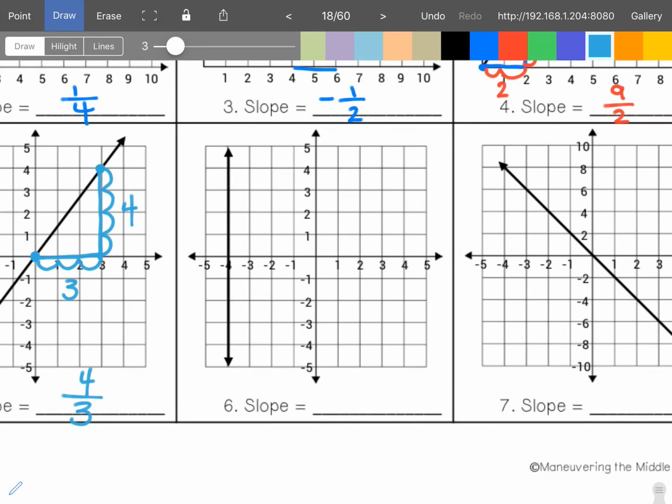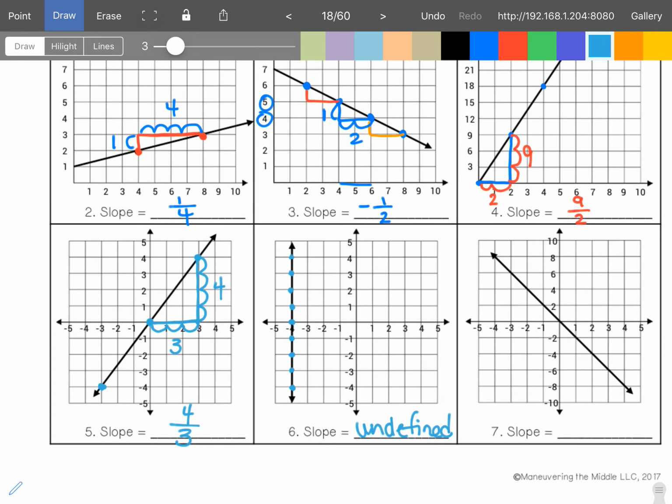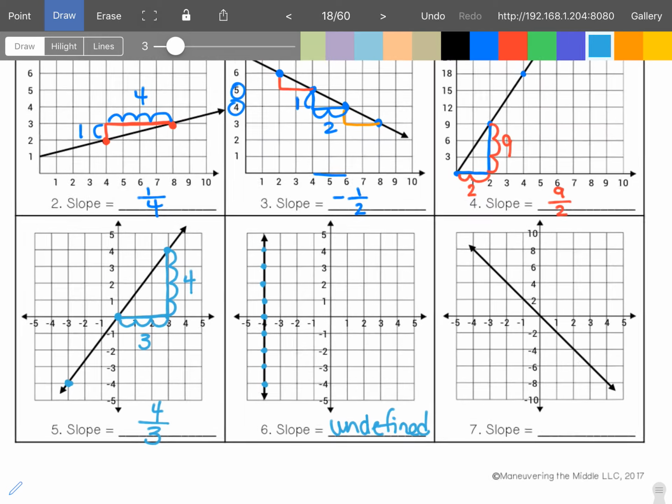Okay, look at the next one. Now this line, it has a bunch of these, doesn't it? However, remember that all vertical lines have a slope that is undefined. So even when you're finding the value of the slope, if it's a vertical line like this one, it's undefined. If it's a horizontal line, it's 0. You're only going to have your fractions if it's a positive or negative slope. You're going to actually have to calculate what it would be.